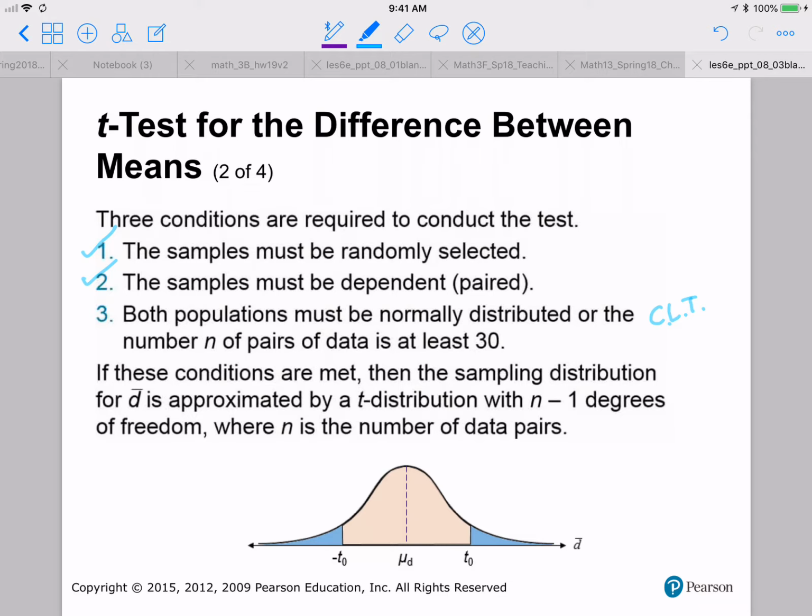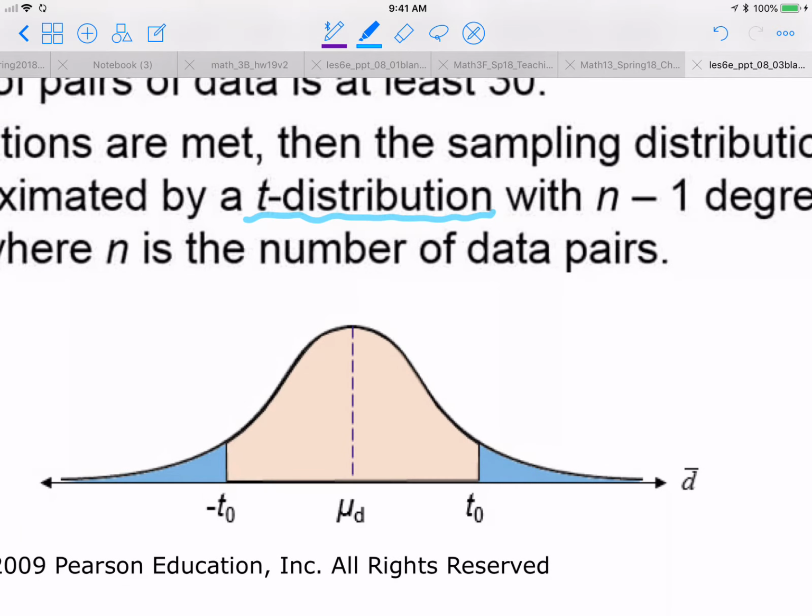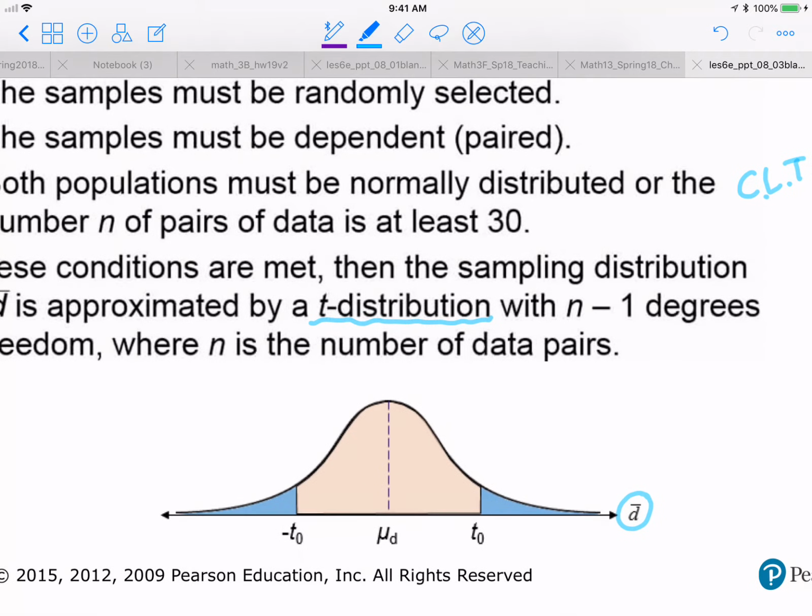sample distributions. So if these conditions are met, then the sampling distribution for D bar is approximated by a t-distribution with n-1 degrees of freedom, where n is the number of data pairs. We've got this graphic here, which is showing us that the sampling distribution of the average of the differences is modeled by a t-distribution with n-1 degrees of freedom.